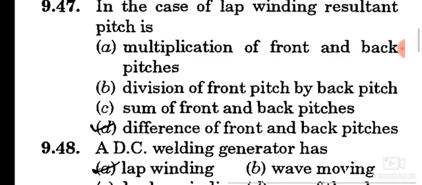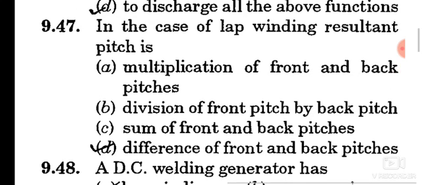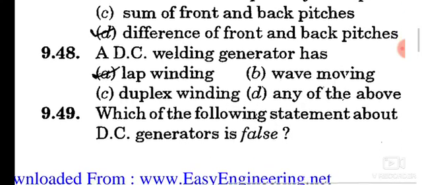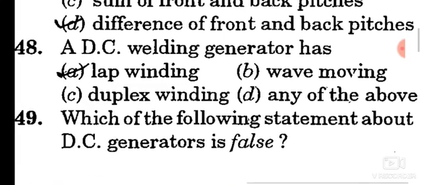Question number 47. In the case of lap winding, resultant pitch is the difference of front and back pitches. Question number 48. A DC welding generator has lap winding. We have already seen this.